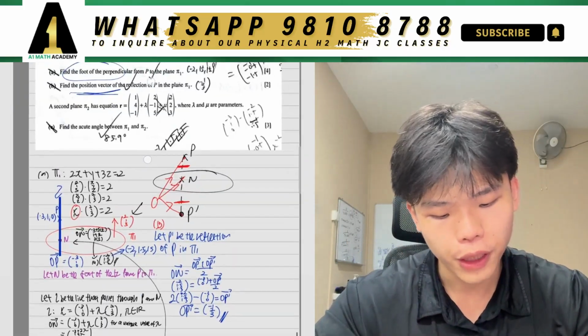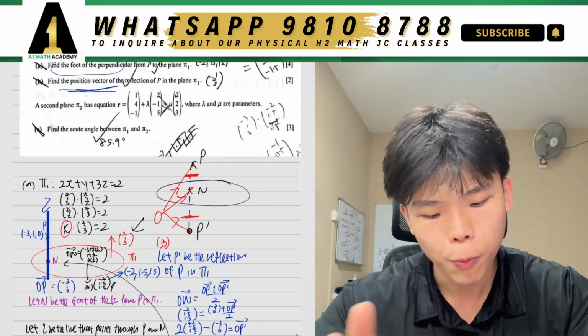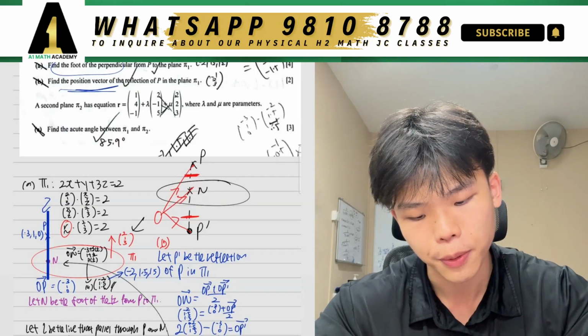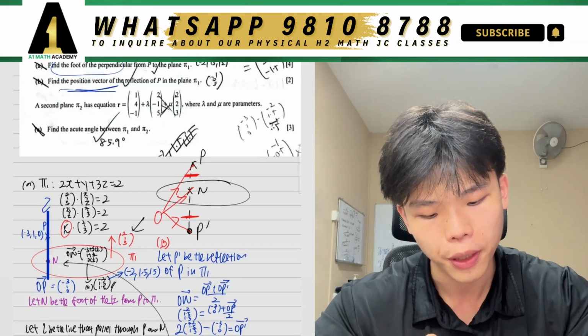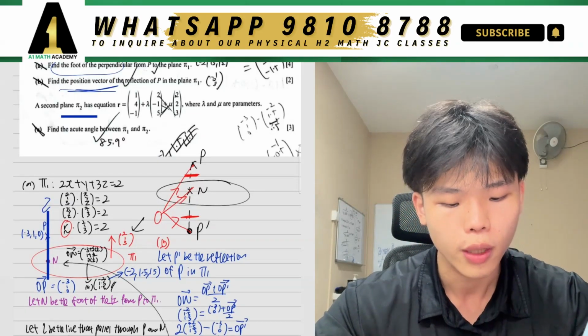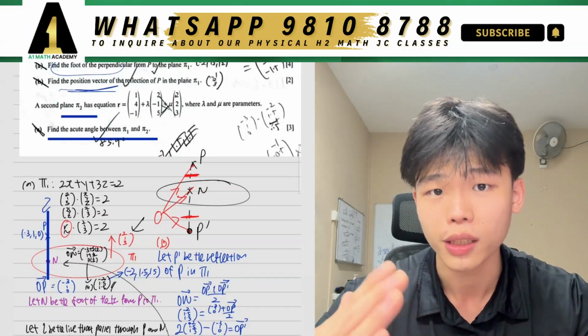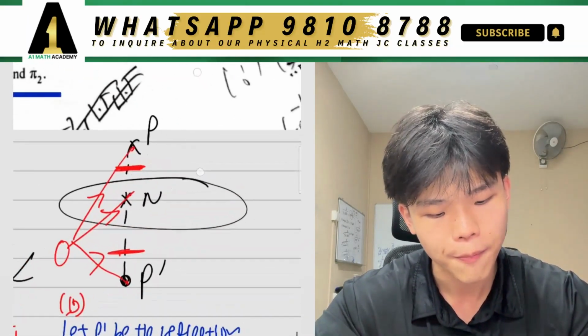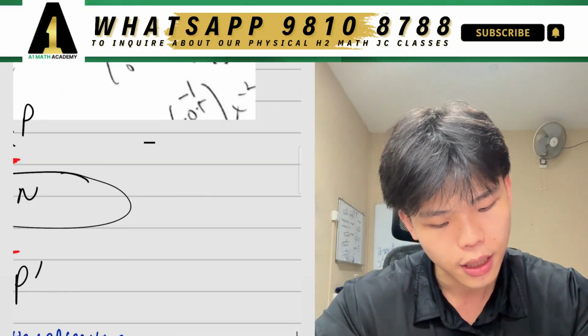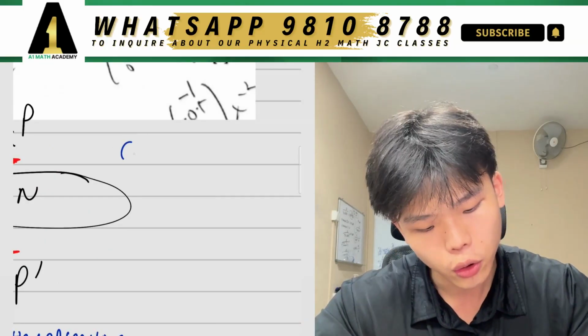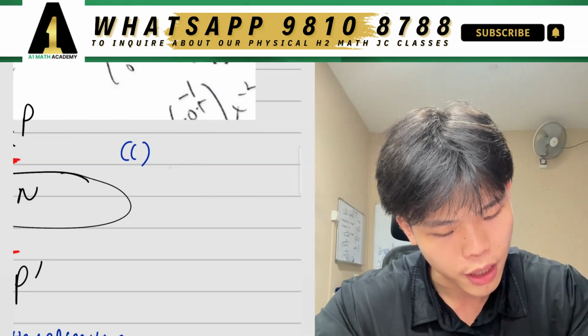Now for the last part over here, it's actually fairly straightforward. We have 2 planes fundamentally: the first plane which we used in the first portion, plane pi 1, and now we have plane pi 2. We just want to find the acute angle between these 2 planes. So how exactly do we do that? The idea behind it is something like this. This is for part C over here. The angle between 2 planes, you can sort of imagine it like this.